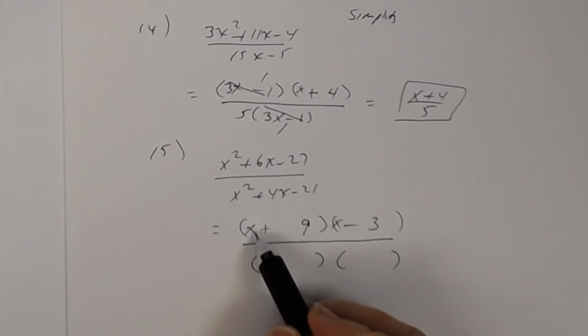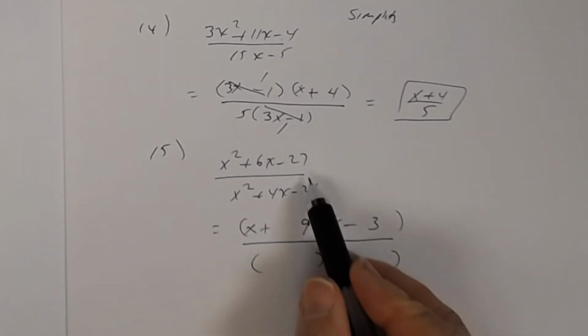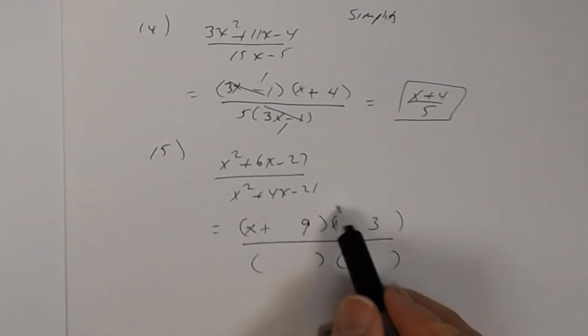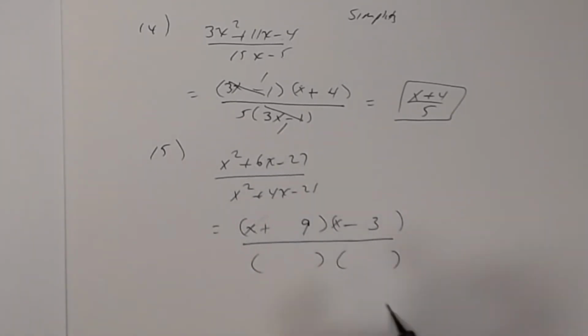And so check. x times x, x squared. A positive 9 times a negative 3, a negative 27. The outer is a negative 3x. The inner is a positive 9x. When you add them up, you get 6x.